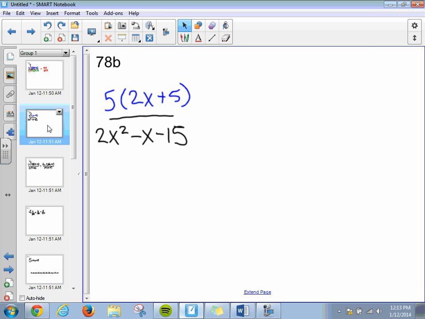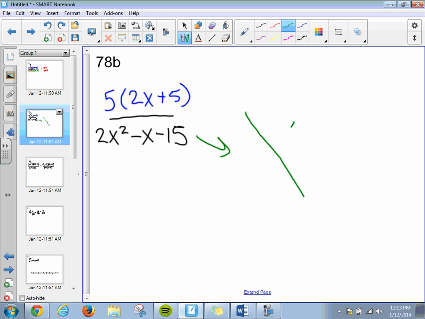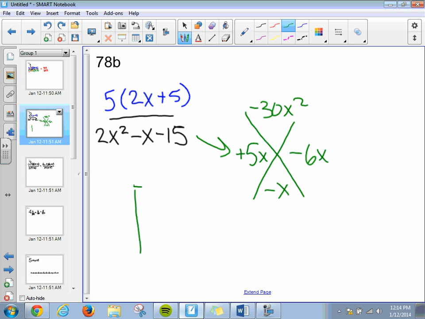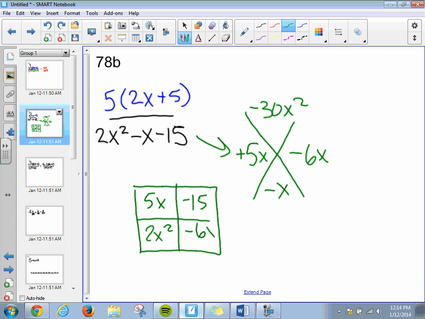Below in our denominator, we are going to need to factor, so we're going to take that to our diamond first. We will have negative 30x squared on top, negative x on the bottom. And so we're looking for a positive number and a negative number. My negative number's got to be bigger by 1. So we're looking at a negative 6x and a positive 5x. Filling in our rectangle, we'll have 2x squared, negative 15, and then we have our 5x and our negative 6x.